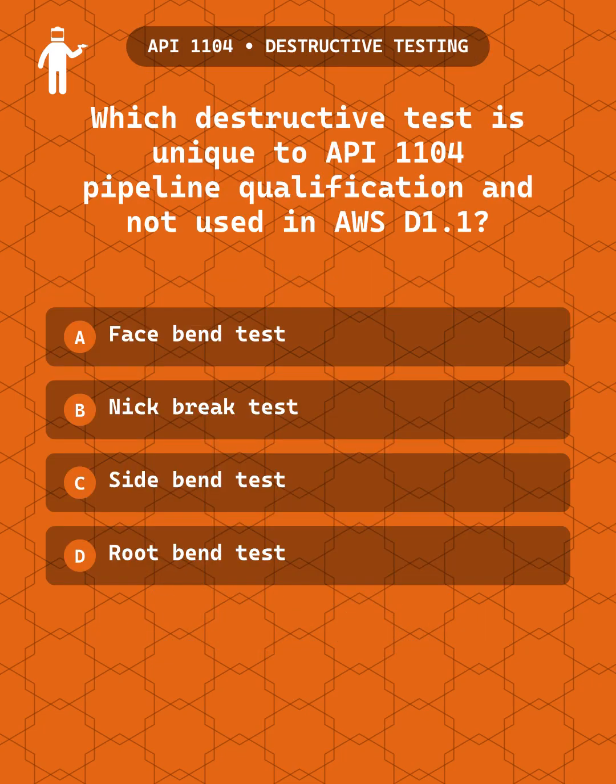Question 9. Which destructive test is unique to API 1104 pipeline qualification and not used in AWS D1.1? Is it A, face bend, B, nick break, C, side bend, or D, root bend?